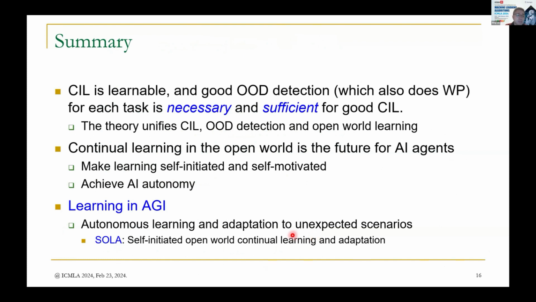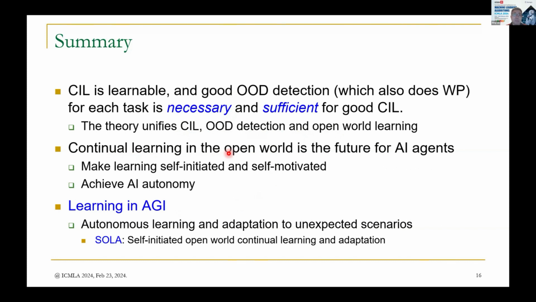So let me close my presentation by saying that CIL, class incremental learning, is learnable. Of course, in this case, we have proofs and theorems, which were published in ICML last year, and we say that good OOD detection for each task is a necessary and sufficient condition for CIL. Again, we unify this together with open world learning, and continual learning in the open world is basically the future for AI agents.